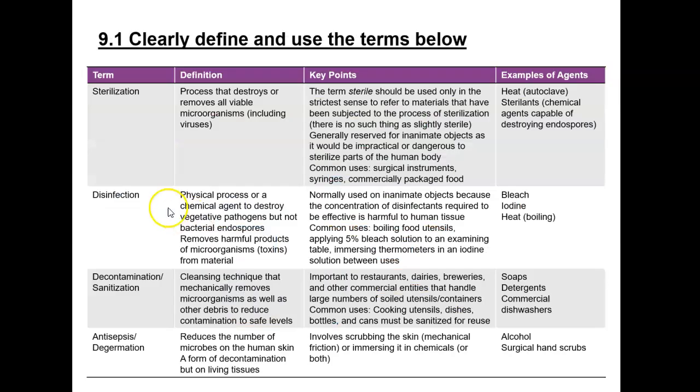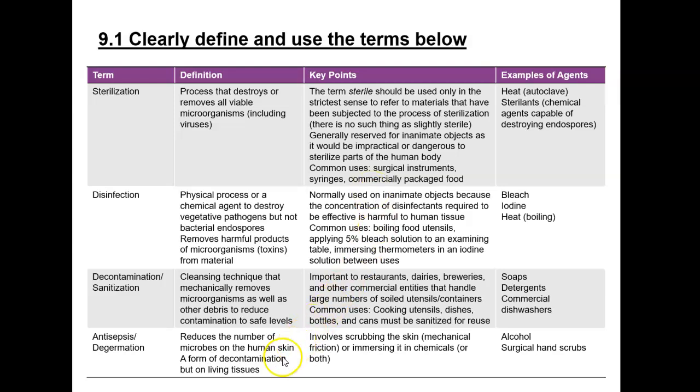So disinfection is a process that destroys the vegetative pathogens. Remember, pathogens are microorganisms that cause diseases, but it doesn't remove endospores, so it's not sterilizing. It can also remove microbial toxins too, but this is the main one I want you to look at. This process removes vegetative pathogens. And the other part of that definition is on inanimate objects. Disinfection is a term used to destroy vegetative pathogens or growing microorganisms on inanimate objects.